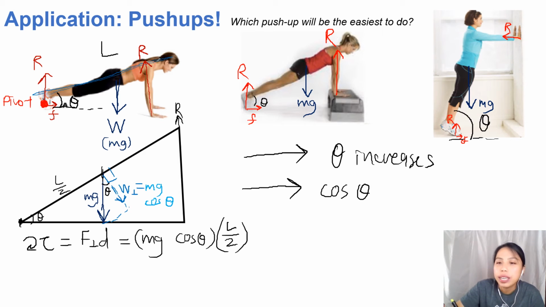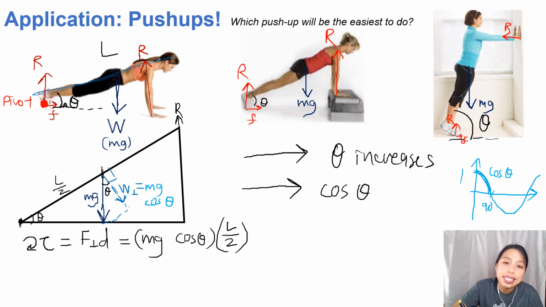Side note: there's a maths thing called the cosine graph. Cosine graphs generally look like this. You have an angle, from 0 to 90 to 180 degrees. As your angle gets bigger and bigger, your cosine gets smaller and smaller. See the graph going down? This is cosine of theta. So as the angle increases, cosine theta decreases.